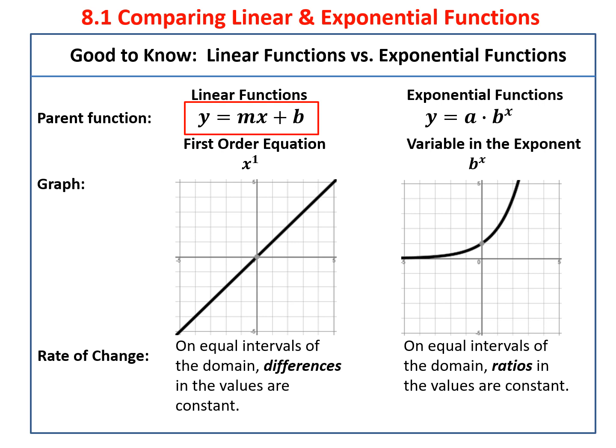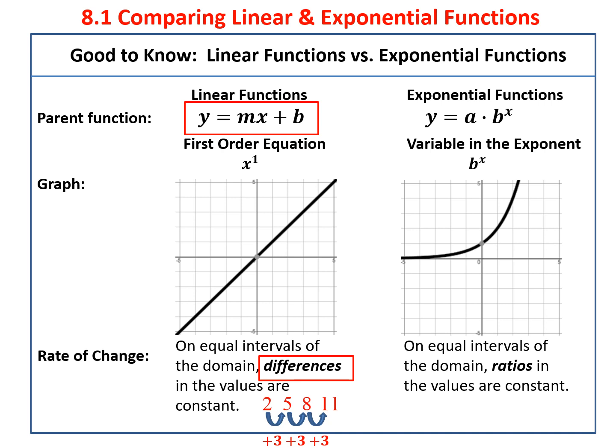The key thing there is on equal intervals of the domain, the differences are constant. For example, with these numbers here, notice what's the same is they go up by plus 3, plus 3, plus 3. That would be the arithmetic sequence. But the point is there's a common difference there.